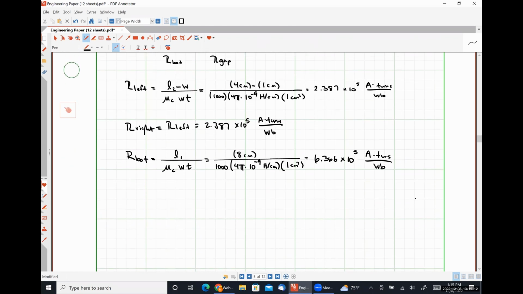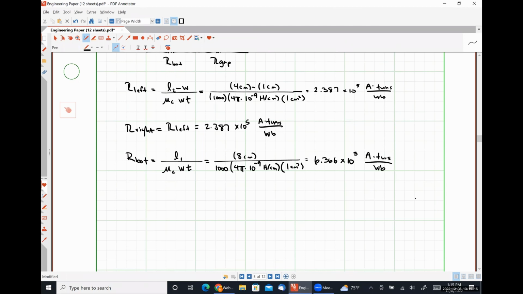All right, so we have our bottom. The bottom is going to be the same as the top because it has the same dimensions and all that kind of good stuff.